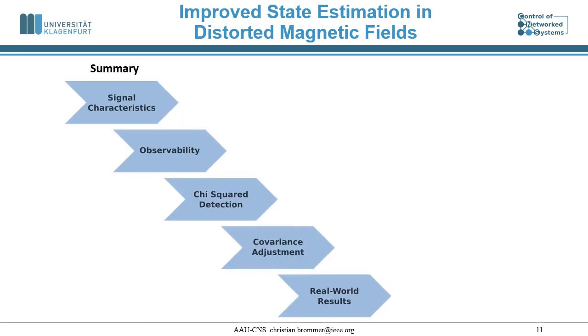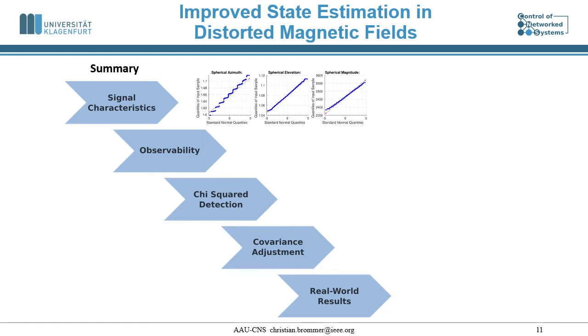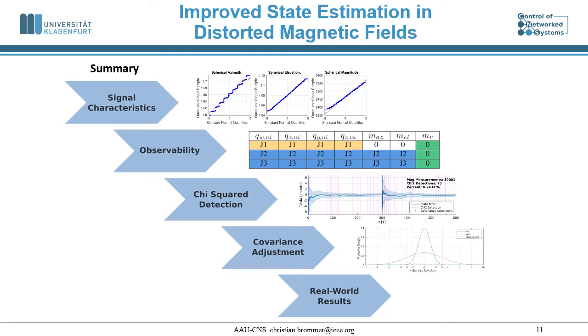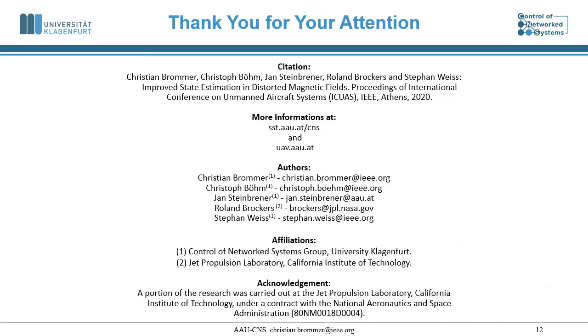To summarize the presentation, we first looked at the signal characteristics and determined that the spherical representation of the magnetic field is more Gaussian distributed. We then looked at the system's observability and determined that a spherical representation renders the magnetic field directly observable. We could then confirm that the spherical definition is more consistent based on 3 cases with chi-square detections. The next step was the introduction of the covariance adjustment, which allows the state to converge to a new value after a disturbance was introduced. And at the end, we applied the classical approach and the newly proposed approach with spherical updates to real-world data. We confirmed that the spherical approach outperforms the classical approach in terms of robustness.